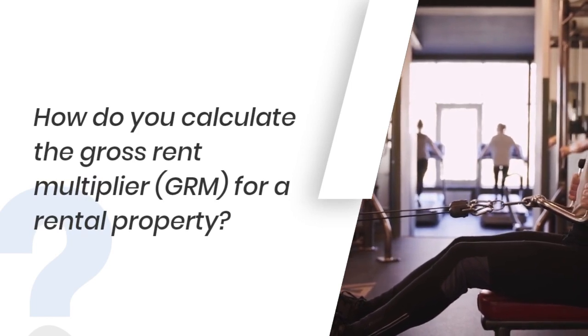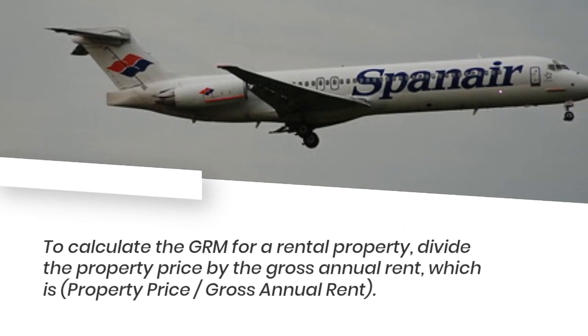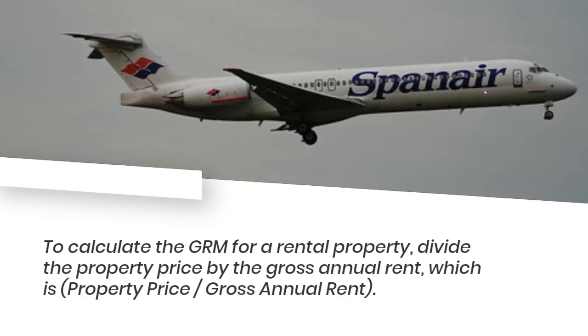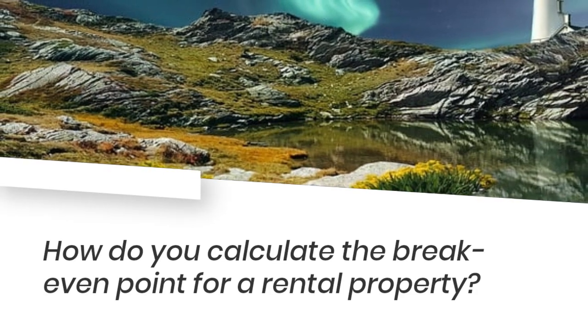How do you calculate the gross rent multiplier, GRM, for a rental property? To calculate the GRM for a rental property, divide the property price by the gross annual rent, which is property price / gross annual rent. How do you calculate the break-even point for a rental property?